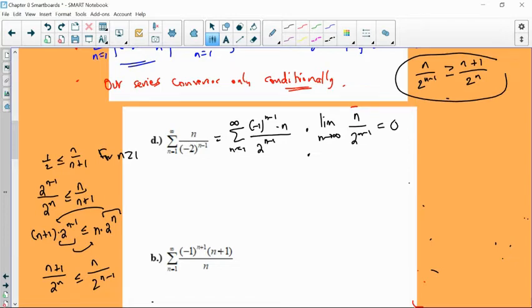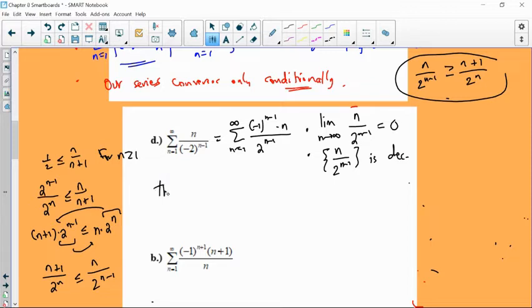So I can confirm, yes, it is decreasing. Our function of terms, n over 2 to the n minus 1, is decreasing. So we've met both conditions. We know that this is going to converge conditionally, at the bare minimum, by the alternating series test.